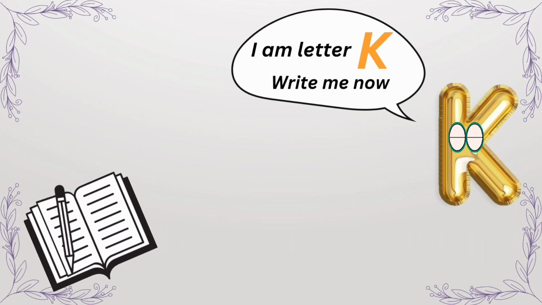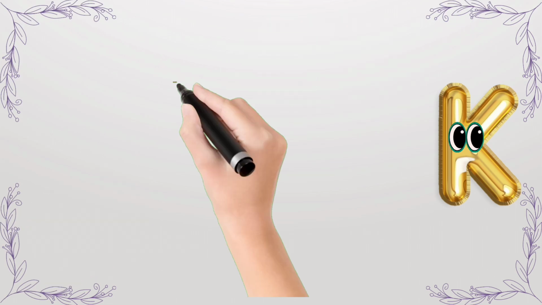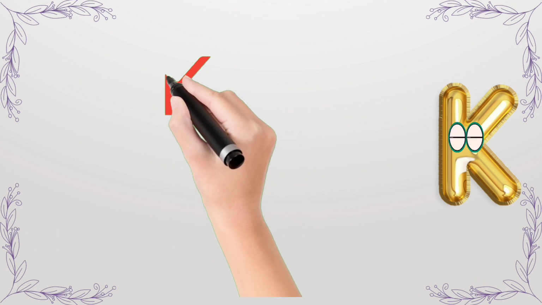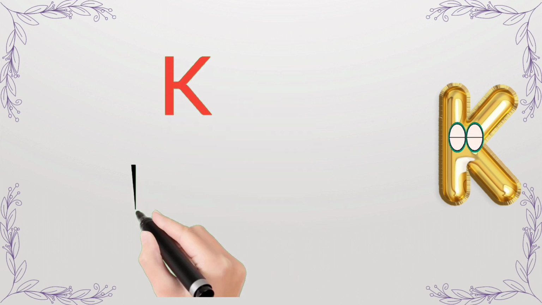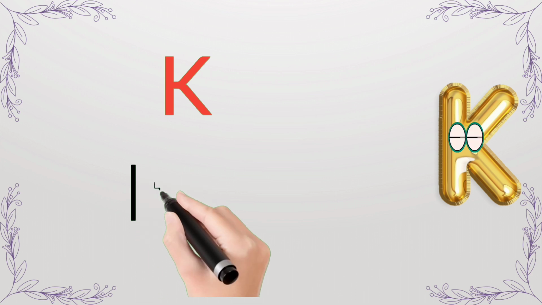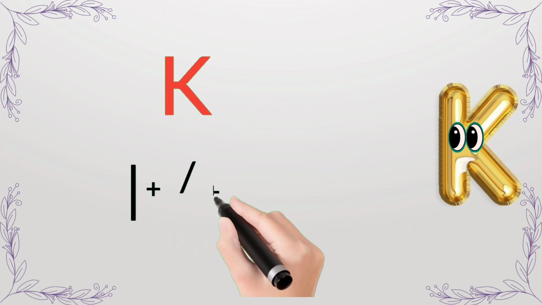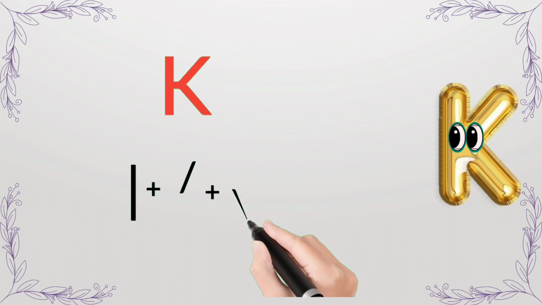I am letter K. Write me now. Straight line, slanted line from the middle, one up to the right and one down to the right. Say K 5 times and write K, K, K, K, K.